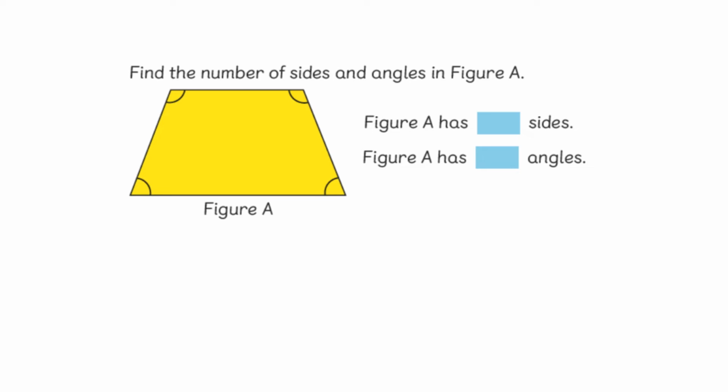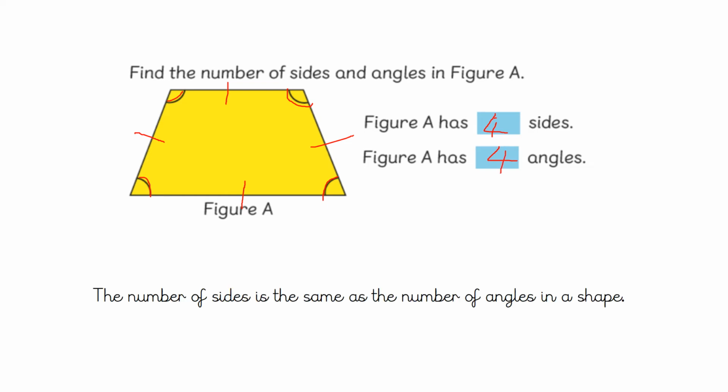Let's look together. Figure A has how many sides? 1, 2, 3, 4. Figure A has 4 sides. If we are correct, then figure A should also have 4 angles. Let's count. 1, 2, 3, 4. Figure A has 4 angles. So we are correct. The number of sides is the same as the number of angles in a shape.